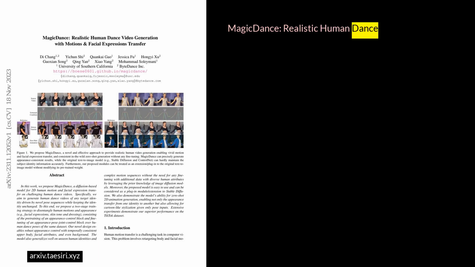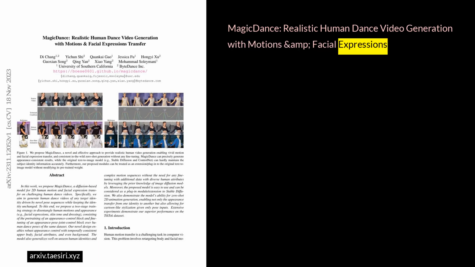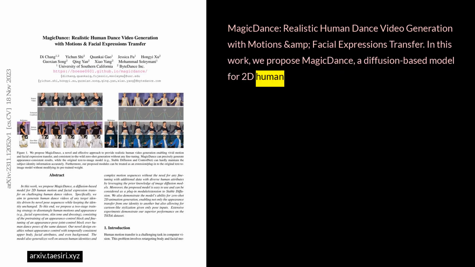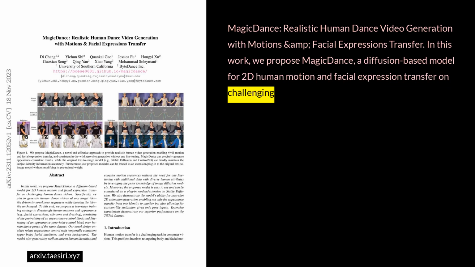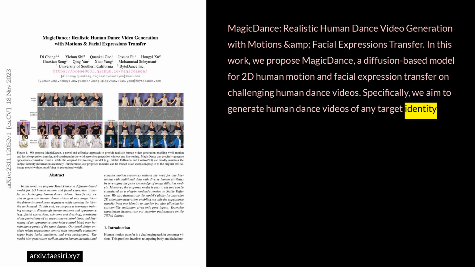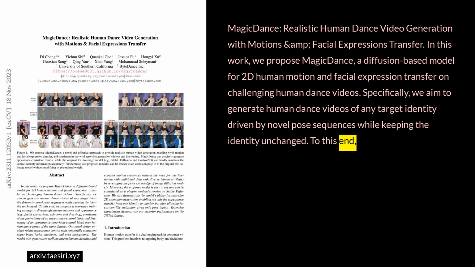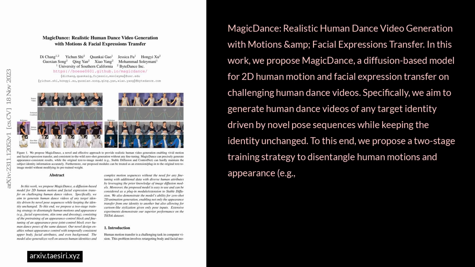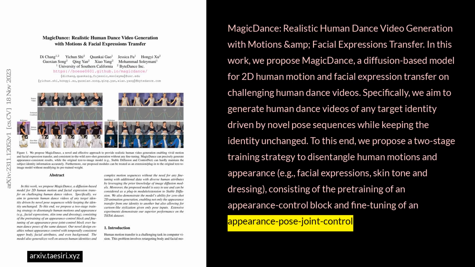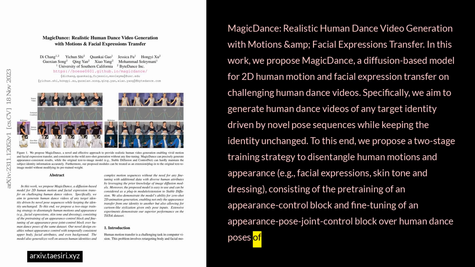MagicDance: realistic human dance video generation with motions and facial expressions transfer. In this work, we propose MagicDance, a diffusion-based model for 2D human motion and facial expression transfer on challenging human dance videos. Specifically, we aim to generate human dance videos of any target identity driven by novel pose sequences, while keeping the identity unchanged. To this end, we propose a two-stage training strategy to disentangle human motions and appearance, for example, facial expressions, skin tone, and dressing, consisting of the pre-training of an appearance control block and fine-tuning of an appearance-pose joint control block over human dance poses of the same dataset.